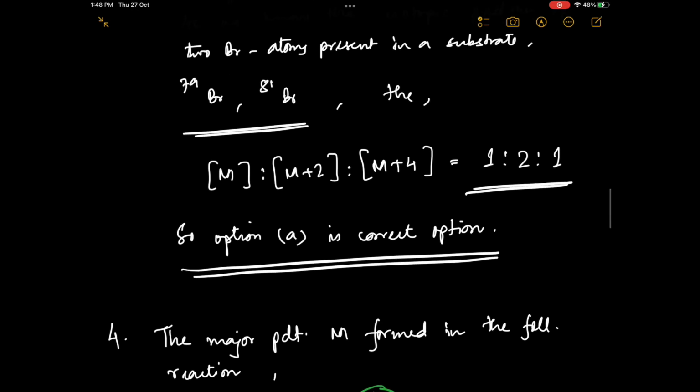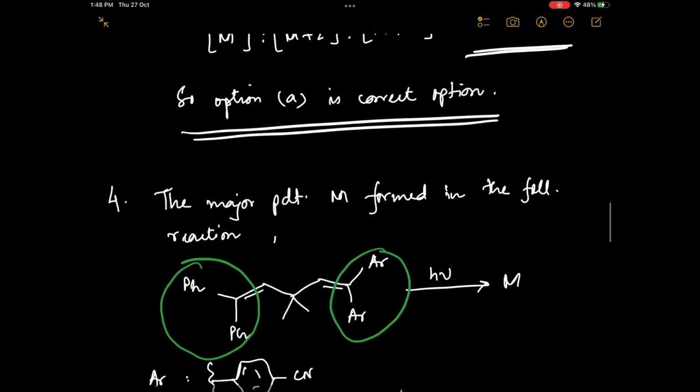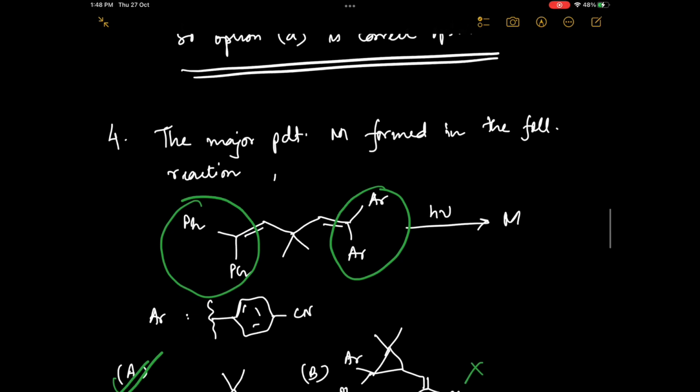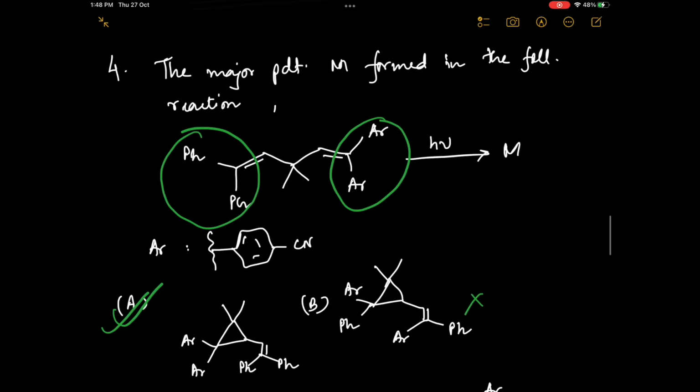So thank you, and let's go to the next question. In the next question, we have been given a substrate which has 2 phenyl groups on 1 carbon and 2 aryl groups on 1 carbon, and they have been subjected to photochemical conditions to yield M. We have to find out what this major product M is.